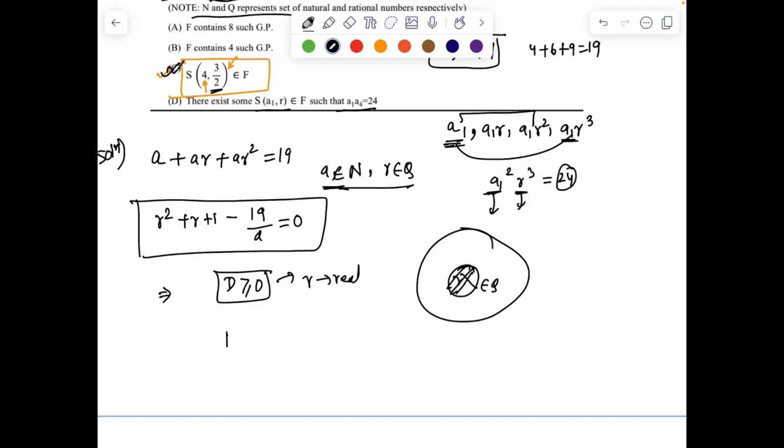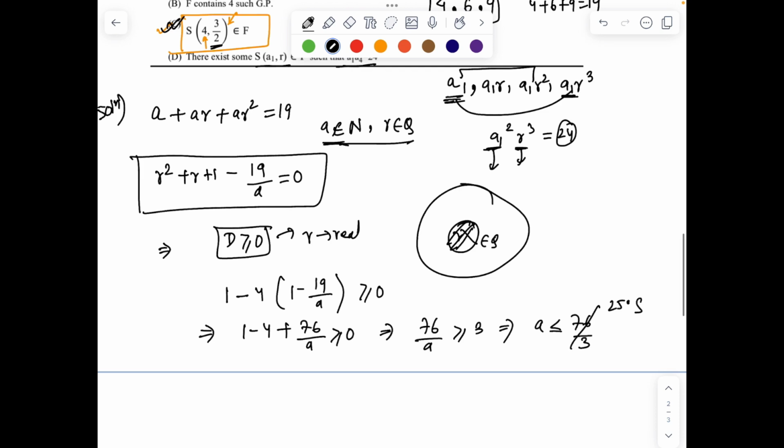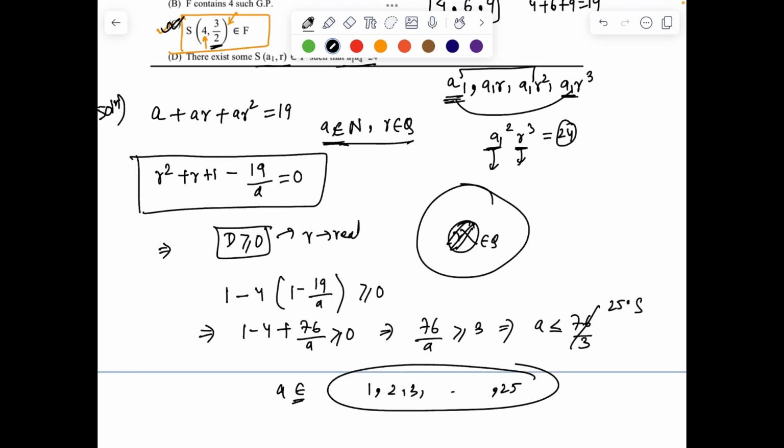So D greater than 0 will give b square minus 4ac, 1 minus 4 into 19 by a. This should anyway be greater than or equal to 0. It's a necessary condition, of course not sufficient. So 1 minus 4 plus 76 by a is greater than 0. So 76 by a is more than or equal to 3, and that gives me a is less than or equal to 76 by 3, which is 25 point something. So the value of a that I have to look at is from 1, 2, 3 till 25. So this is the set from which I have to select.